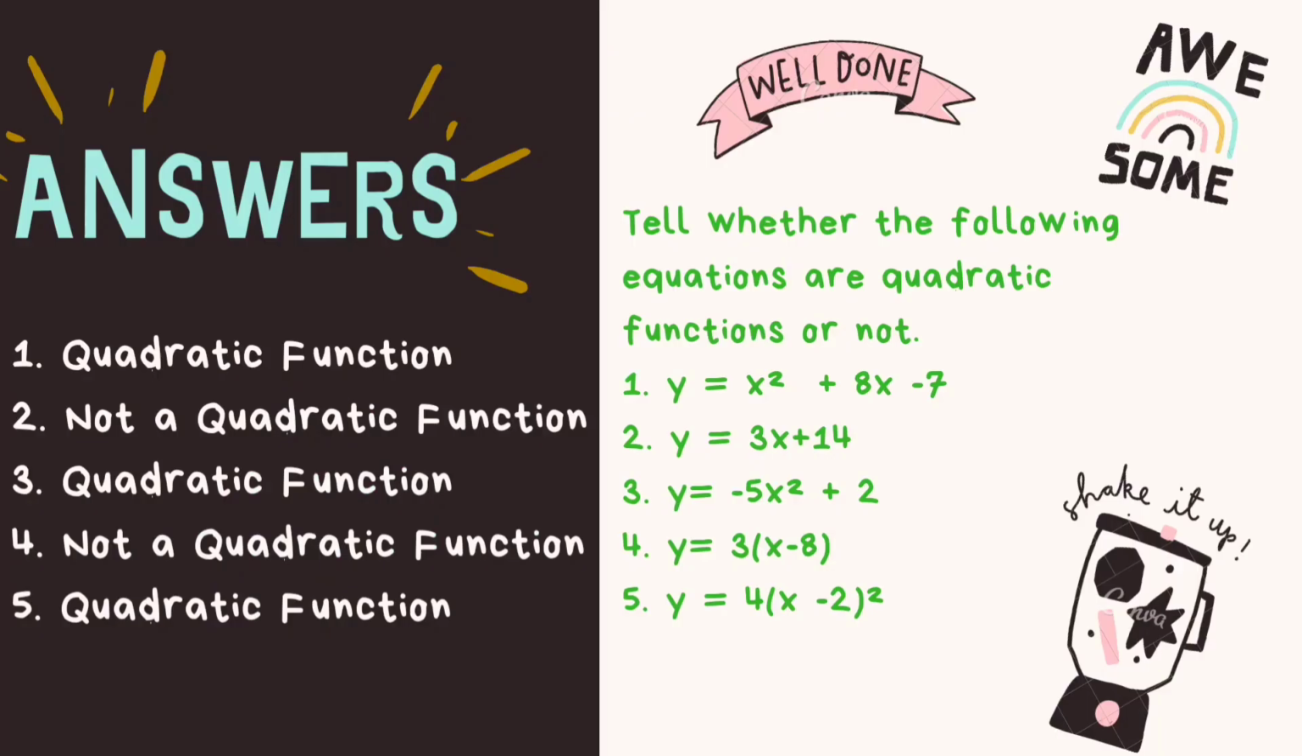Considering the given quadratic functions in the activity, which are quadratic function 1, y equals x squared plus 8x minus 7, and quadratic function number 3, which is y equals negative 5x squared plus 2, they are expressed or represented in the form y equals ax squared plus bx plus c. While quadratic function number 5, y equals 4 times the quantity x minus 2 squared, is not written in the form y equals ax squared plus bx plus c. So if we are going to represent quadratic function number 5 in the form y equals ax squared plus bx plus c, how are we going to do that?